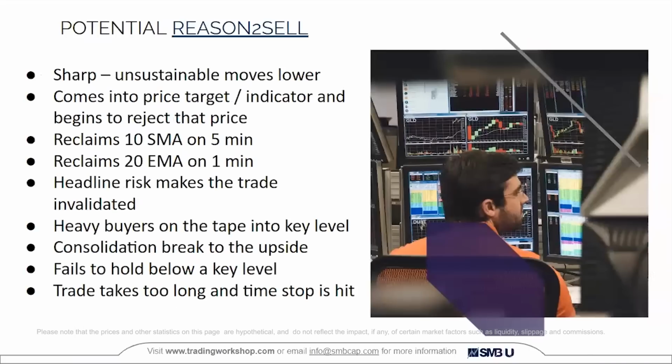So the potential reasons to sell would be a sharp, unsustainable move lower if it comes into a price target or indicator and begins to reject that price. I like to use the 10 SMA on the 5 minute and the 20 EMA on the 1 minute as my moving averages for a trailing stop. Any sort of headline risk that would invalidate the trade, it is rare, but I just had to throw that in there just in case.